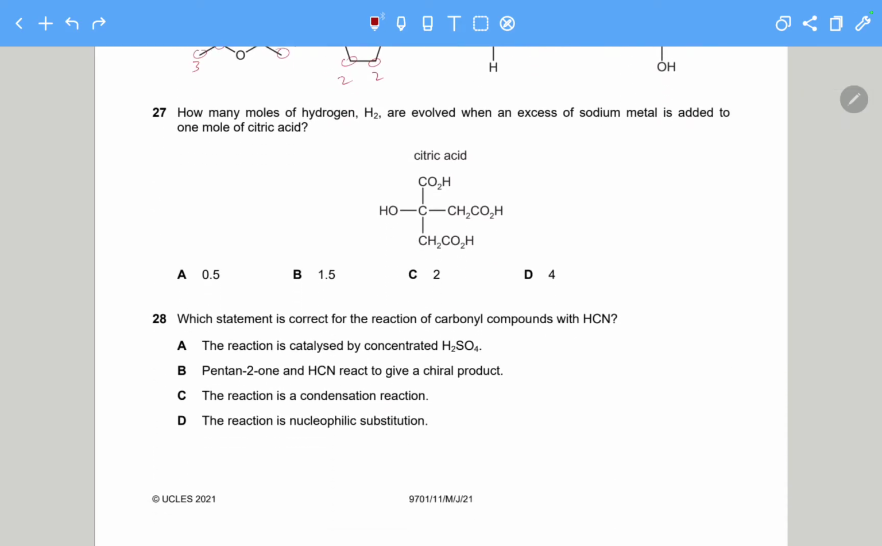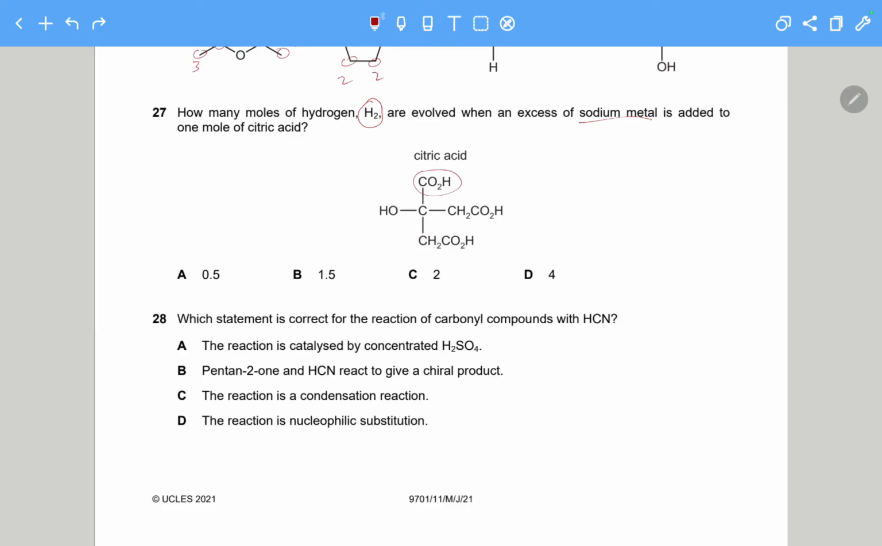Then we go to question 27. How many moles of hydrogen are evolved when an excess of sodium metal is added to 1 mole of citric acid? Sodium metal, remember, reacts with both alcohol and carboxylic acid groups. And it asks for how many moles of hydrogen gas, not hydrogen atoms. So keeping these things in mind, let's look at where the sodium could react.